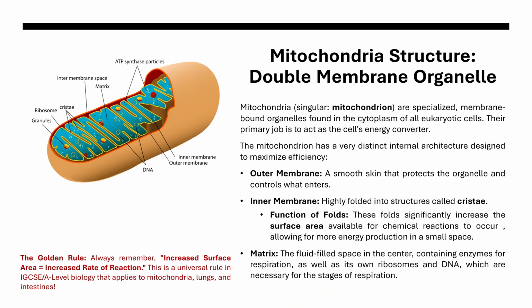And finally, the very center of the mitochondria is filled with a fluid called the matrix. This is the matrix here. This space is packed with specialized enzymes which are essential for the process of respiration. It is here that the fuel from your food is processed to release energy which the cell needs to stay alive.